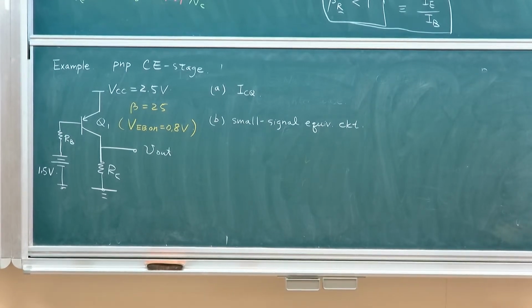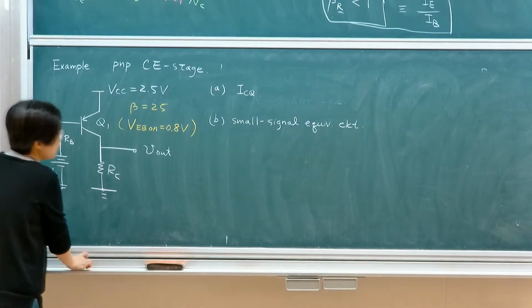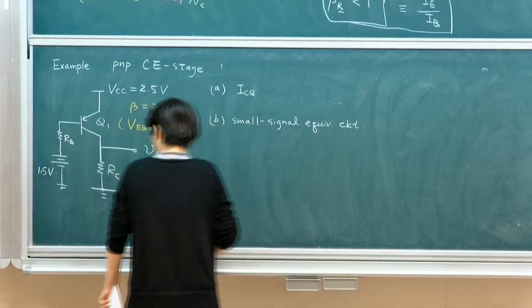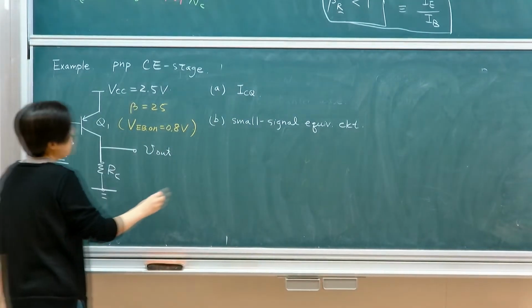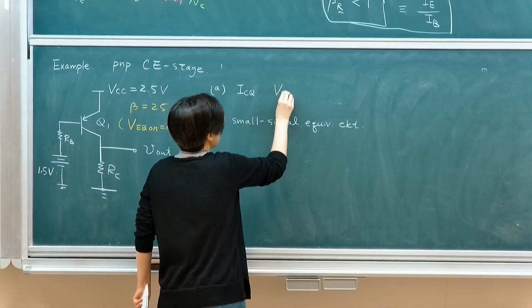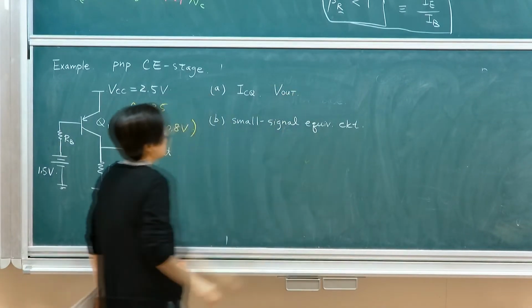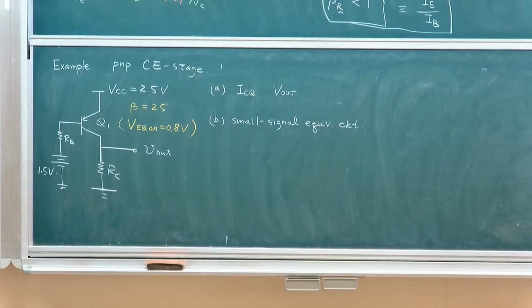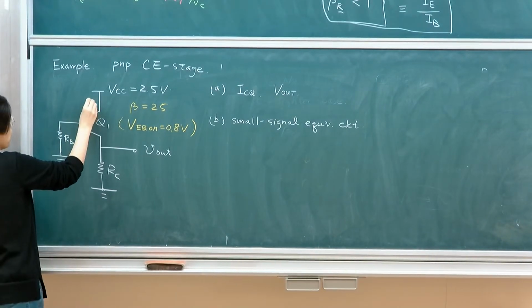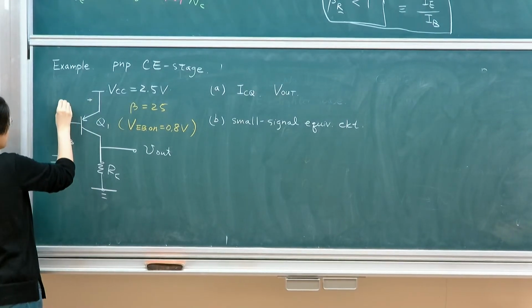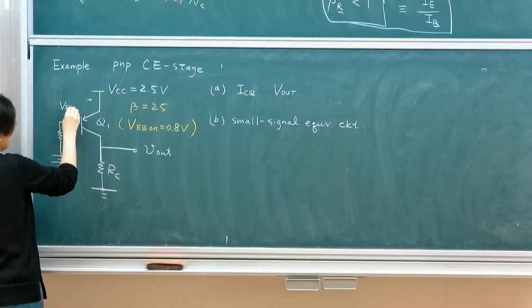Okay? So first of all, I want to find out the DC biasing point of my output as well, VL. So how does one find ICQ? We're using this pathway. We know that this is a constant voltage, so this voltage across is VEB on.